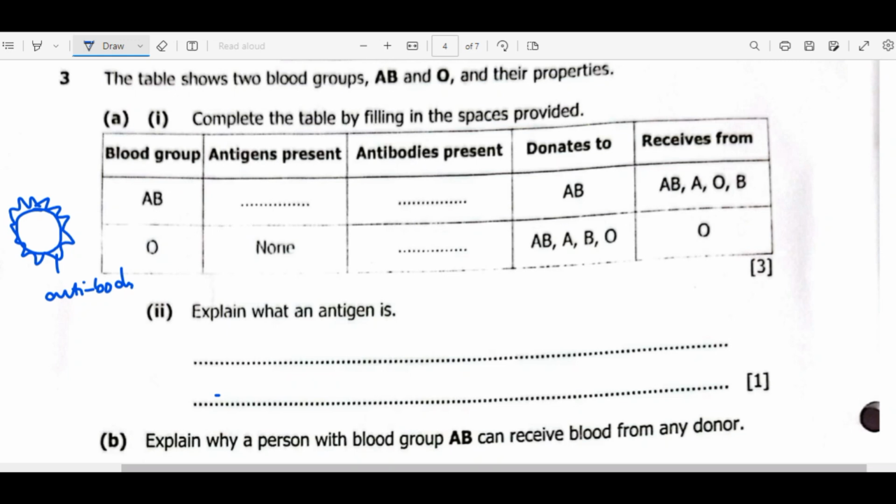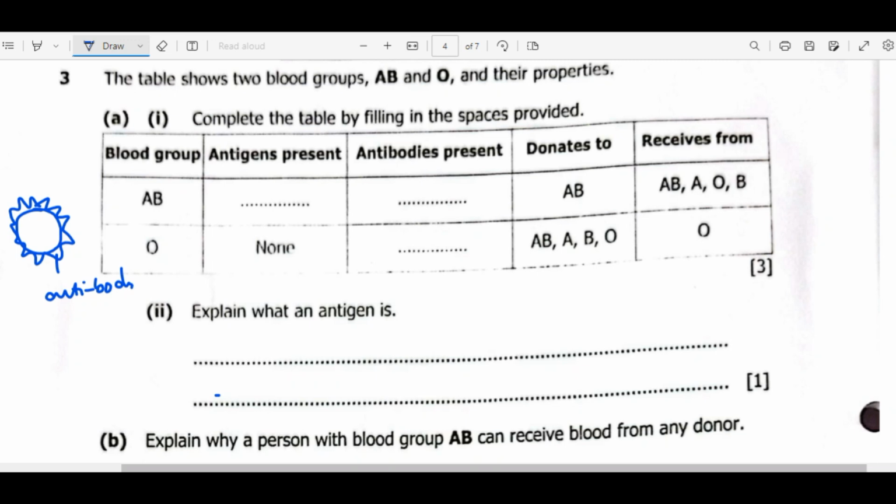So if you look at blood group A and B, blood group A has antigen A, but the antibody is B. So we can't have antigen A and antibody A that will react, forming what we call agglutination. So they have to be different so that we don't have the reaction. That's why the antibodies and the antigen must be different in each blood group.